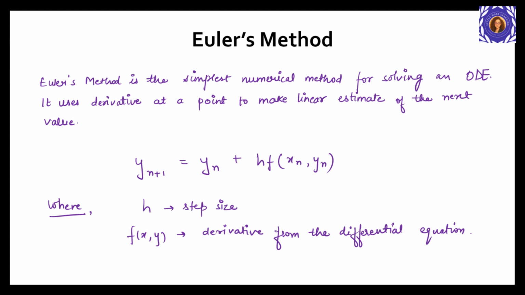Suppose you're tracking the height of water in a tank, and at time 0, the height is 5 meters. The differential equation tells you how fast the water level is changing. So using Euler's method, you can say, okay, if the rate of change is 0.5 meters per second, then after 1 second, the water level is about 5.5 meters.